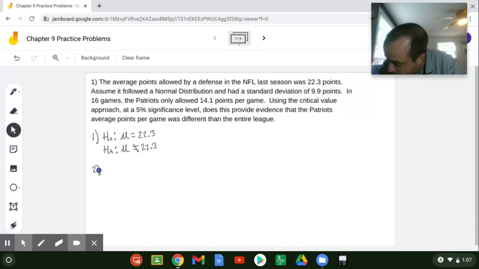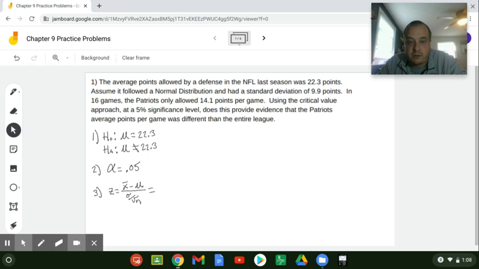Step two, we're going to list our alpha level, which is given to us here. Our significance level is 0.05. Now, step three, we're going to find our test statistic. So z is equal to my sample mean minus the population mean over my standard deviation. And in this case, it's going to be over the population standard deviation divided by the square root of n.